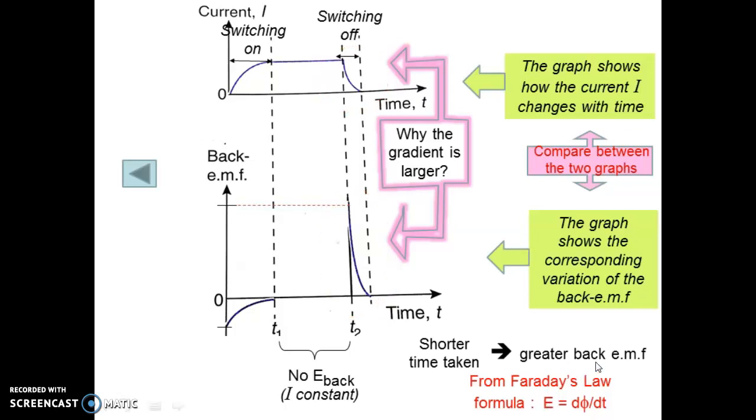Okay, that's all for now. We finished this topic, the introduction of self-induction. The end.